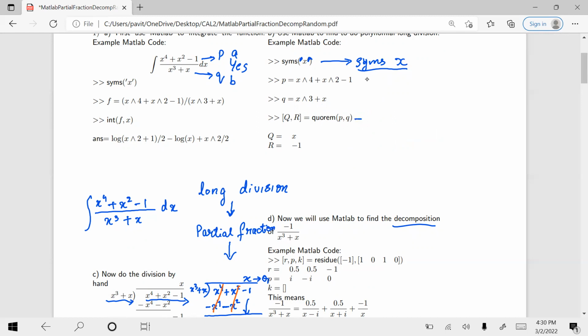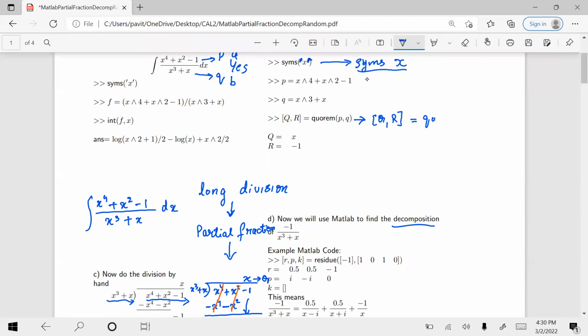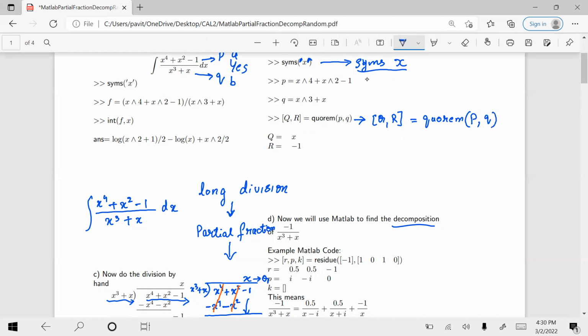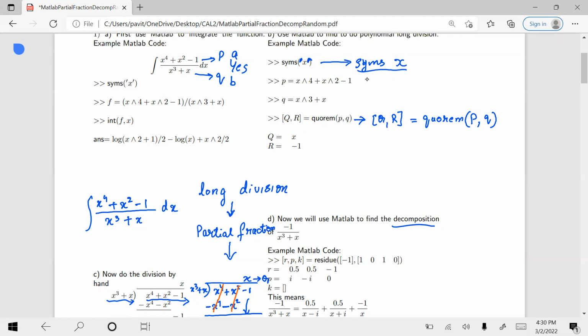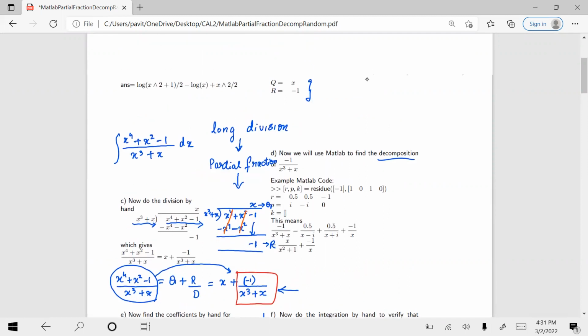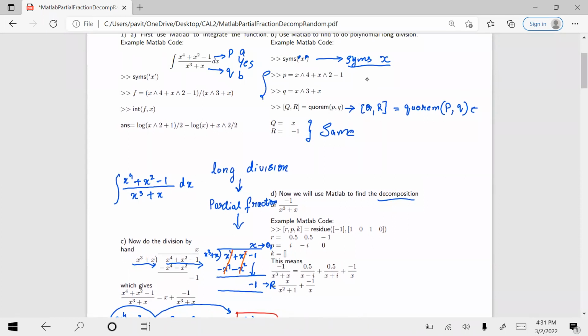This line of code tells us that I need Q and R from the function QUOREM, and I am giving P as the numerator and Q as the denominator. When you run this line, you will get this as output. Now you can see that the Q is the same as what we got by hand calculations, right? So we performed long division in just 4 lines of code.